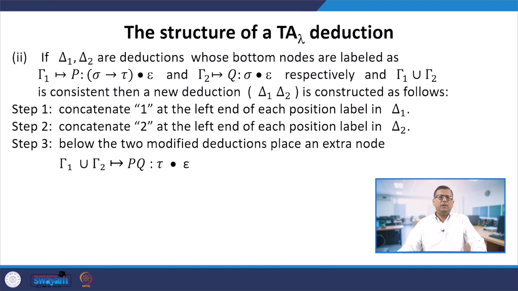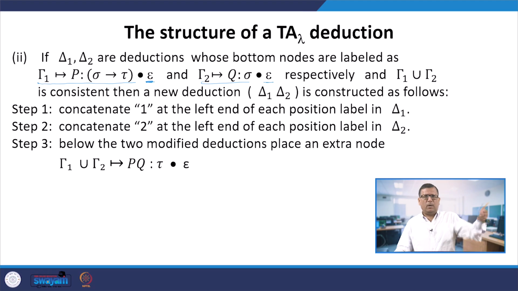Now when we want to handle the PQ sort of thing, that means application. If delta 1 and delta 2 are deductions whose bottom nodes are labeled with this formula and the empty position, and similarly this formula and the empty position, and gamma 1 union gamma 2 is consistent, then a new deduction from delta 1 and delta 2 is constructed as follows.